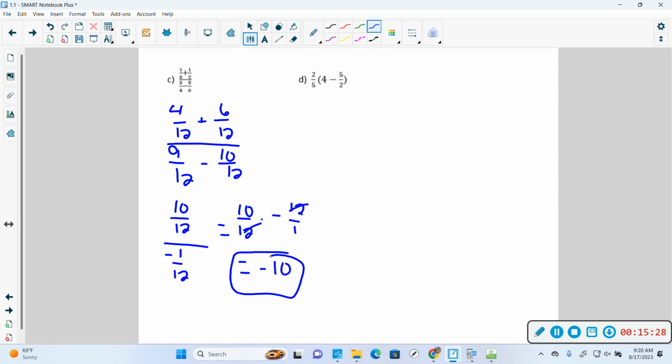All right, let's distribute 2/5 through. So if you have to write it on the side, kind of look at it, 2/5 times 4. Just make 4 over 1. So you really have 8/5 there. I'm just going to leave it 8/5. 2/5 times 5 halves. What's 2/5 times 5 halves? 1.